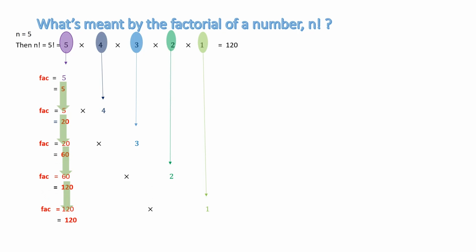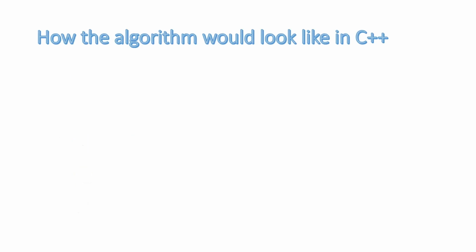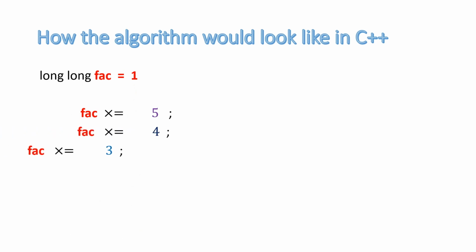And we can see that we kept on updating the value of the factorial as the number kept on reducing from 5 to 1, or with each new iteration. And in C++, we can represent those multiplications using this notation. So a times the number.